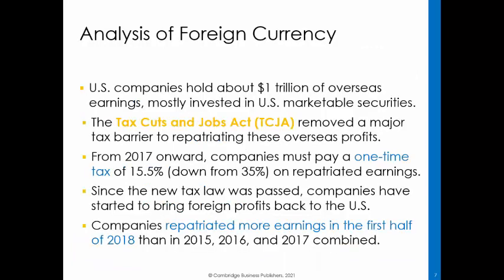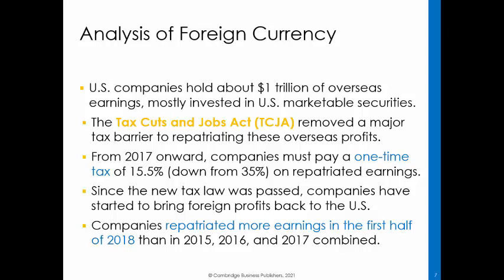Realized foreign currency translation effects, including repatriation of foreign earnings, are normally small, even though estimates indicate that U.S. companies hold $1 trillion of overseas earnings, mostly invested in U.S. marketable securities. However, the Tax Cuts and Jobs Act removed a major tax barrier to repatriation by allowing companies from 2017 onward to pay a one-time tax of 15.5%, down from 35% on repatriated earnings.